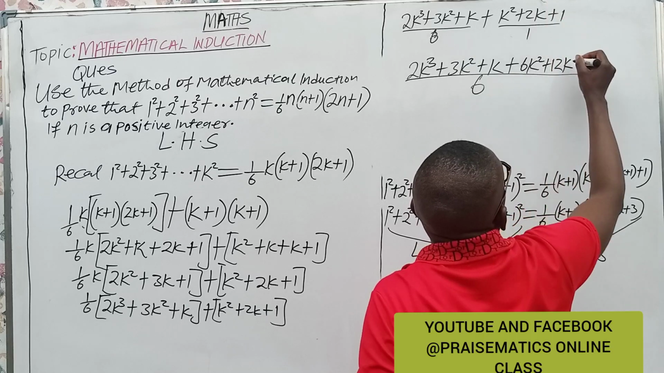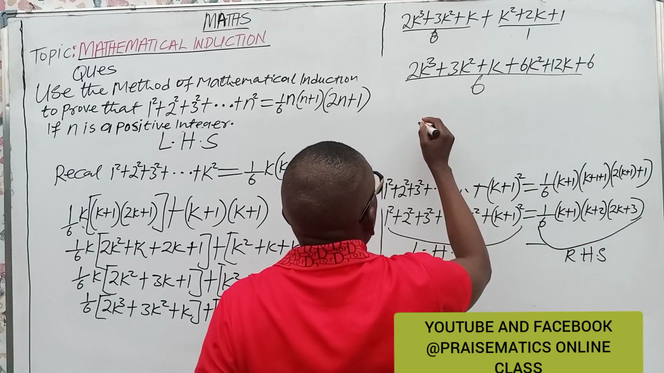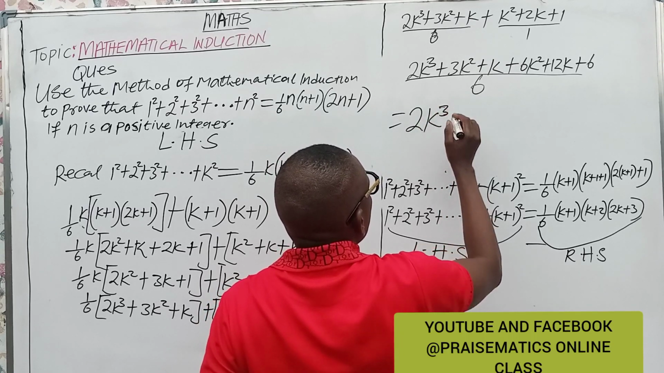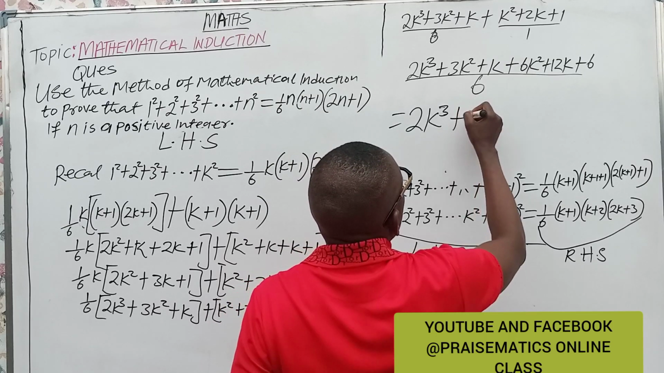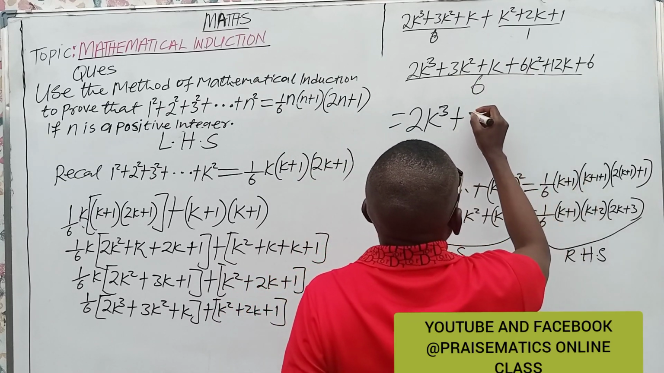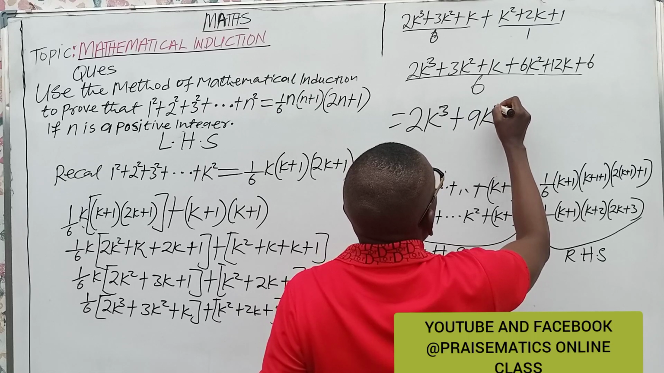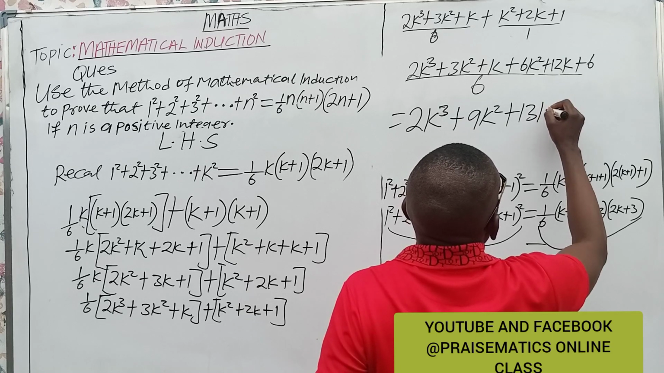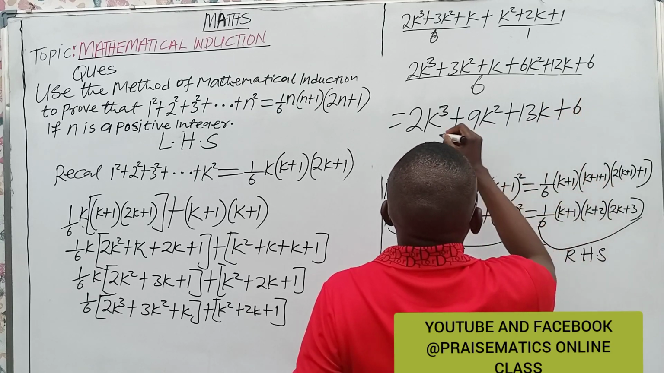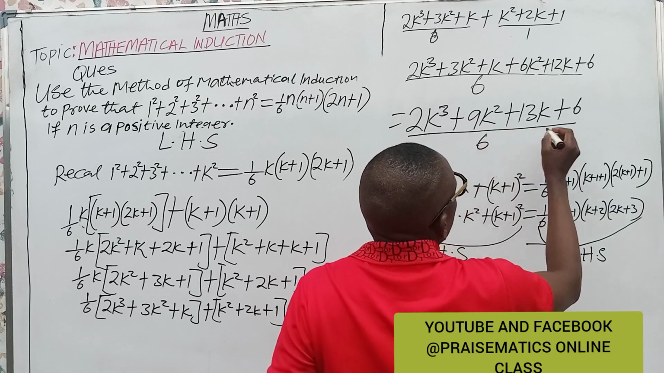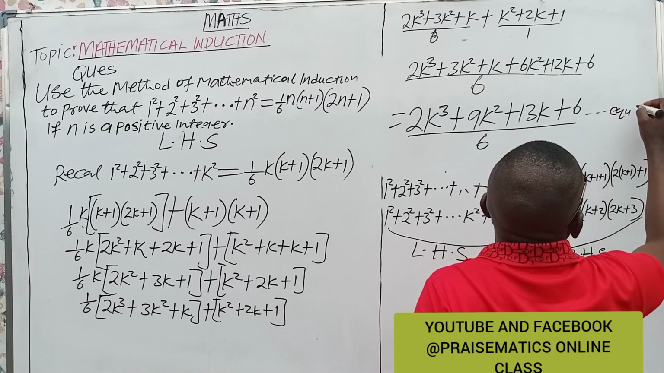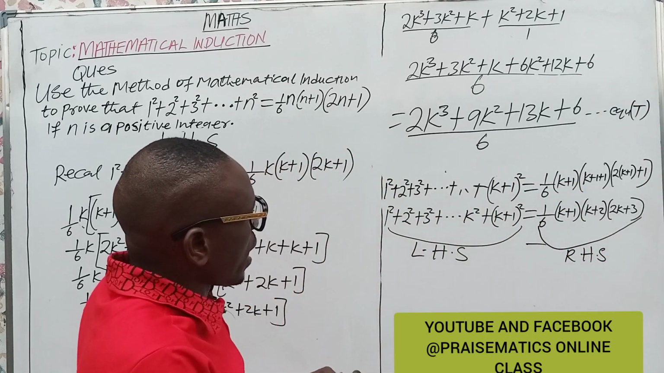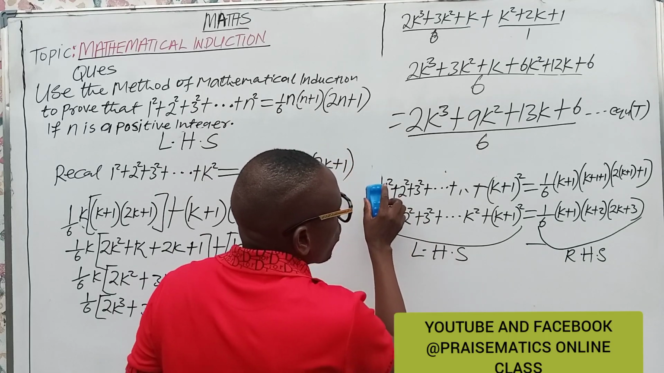Now collection of like terms: 2k cubed, 2k cubed; 3k squared plus 6k squared will give us 9k squared; k plus 12k will give us 13k plus 6, all over 6. Call it equation T. Now we have succeeded in getting the left hand side to be equation T.